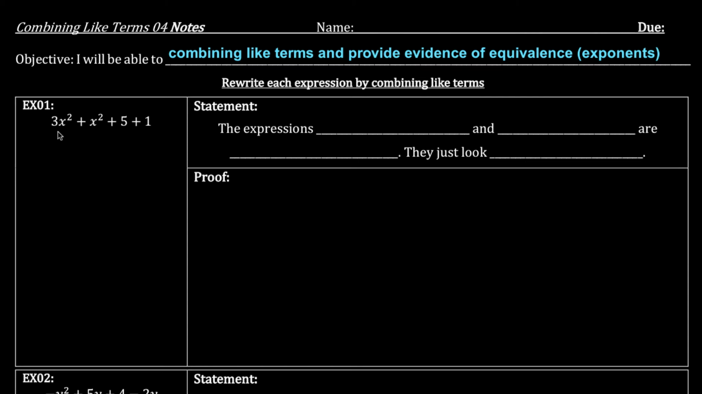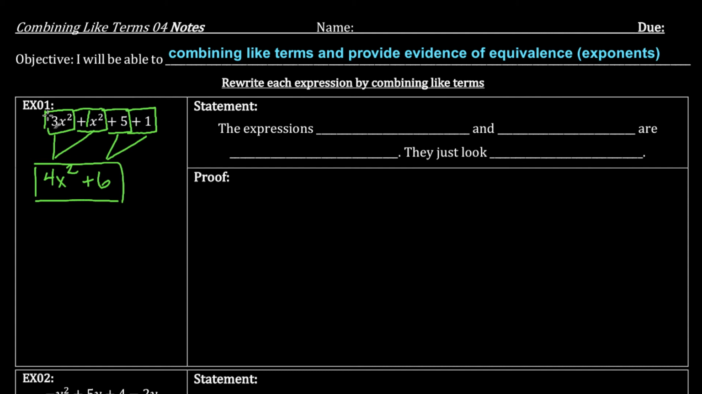So let's box our terms first. 3x squared plus x squared plus 5 plus 1. This term seems to not have a coefficient, so let's put 1 there. So 3x squared plus 1x squared is 4x squared. And 5 plus 1 is plus 6.